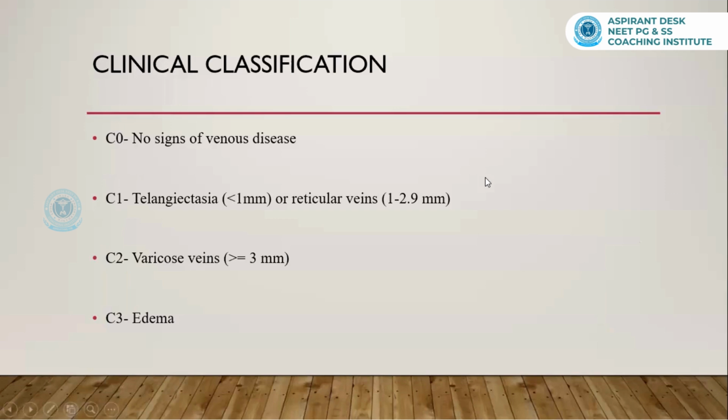About the clinical classification, C is for clinical. C0: no signs of venous disease. C1 means telangiectasia, less than 1 millimeter, or reticular veins, 1 to 2.9 millimeter. And C2 is varicose veins, dilated tortuous veins of 3 mm or more. Okay, the answer is C2. And next is C3, edema.